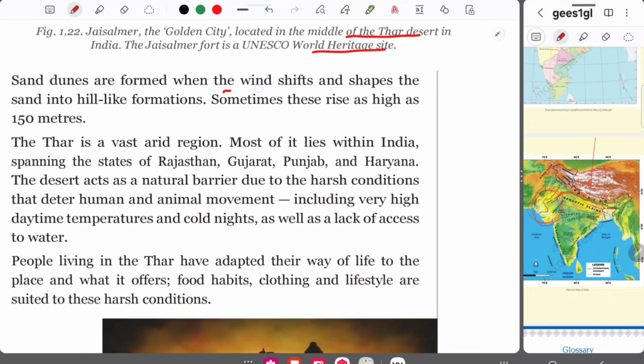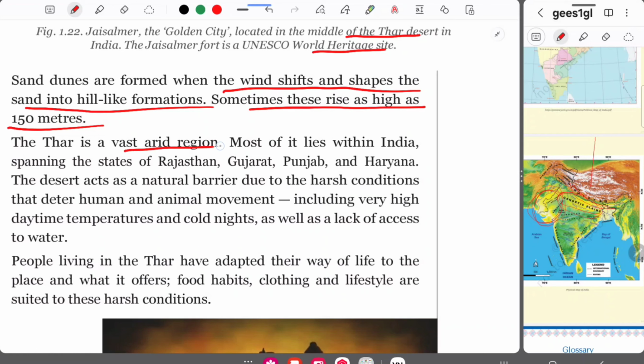So sand dunes are formed when the wind shifts and shapes sand into hill-like formations. Because of the blowing of the wind in a direction, they shape the sand into a hill-like formation. Sometimes these rise as high as 150 meters. If the wind continuously blows in one direction, what will happen? These hills formed by the sand dunes can be as high as 150 meters.